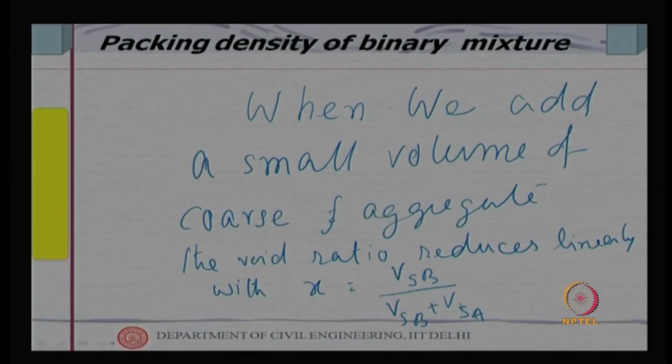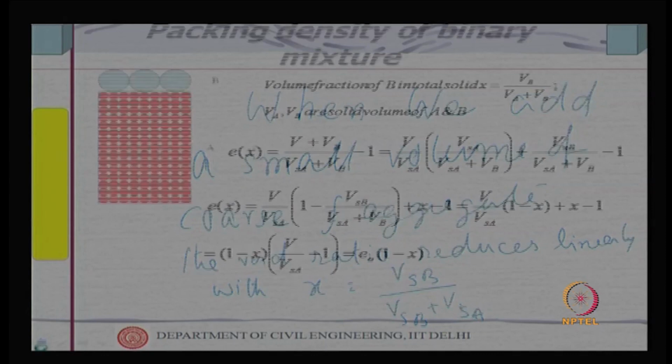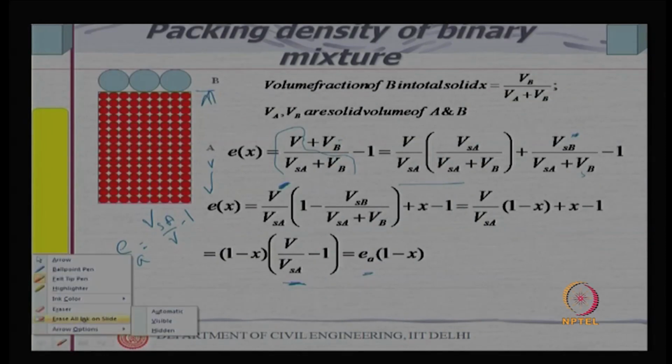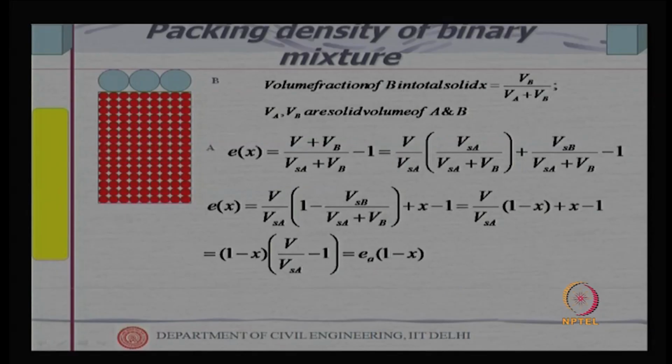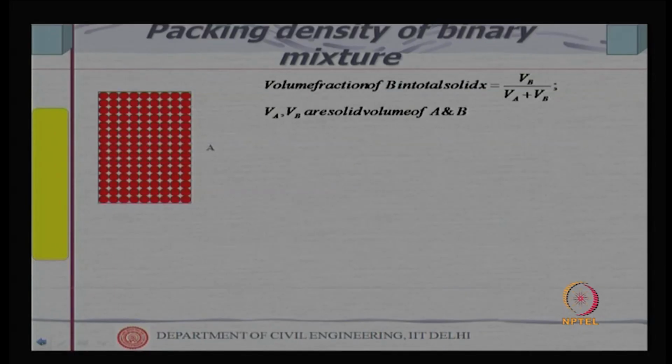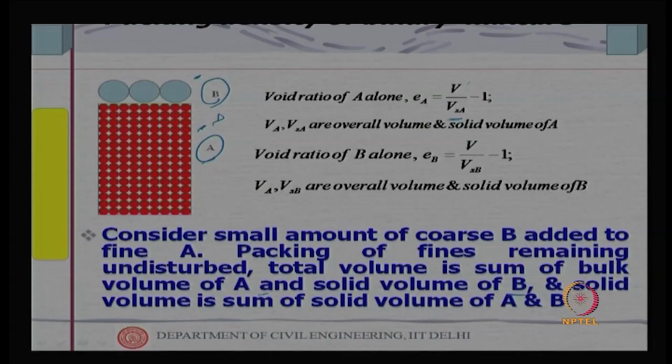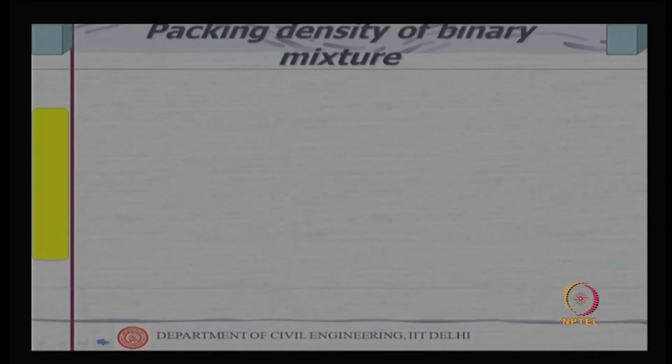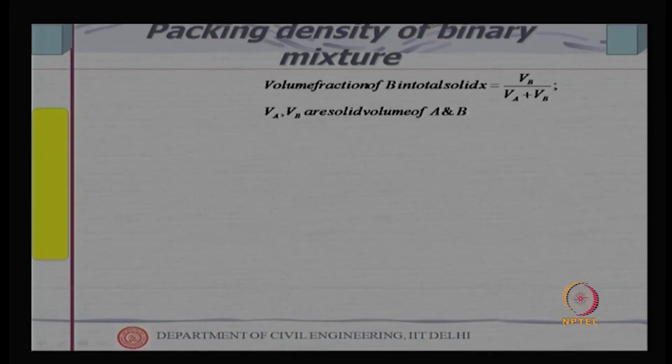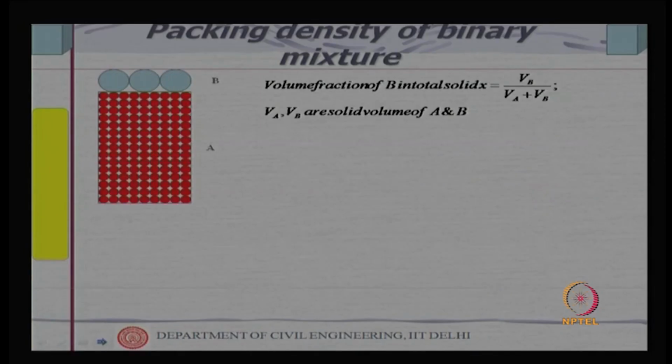It reduces, because if you recall, the expression was E A, the void ratio, reduces by 1 minus x, and x by definition is V S B divided by V S A plus V S B. We have defined x as V B divided by V A, or I can say V S B divided by V S A plus V S B. So, that is how I define the volume fraction of coarse solid in the total volume. So, we see that it reduces linearly.